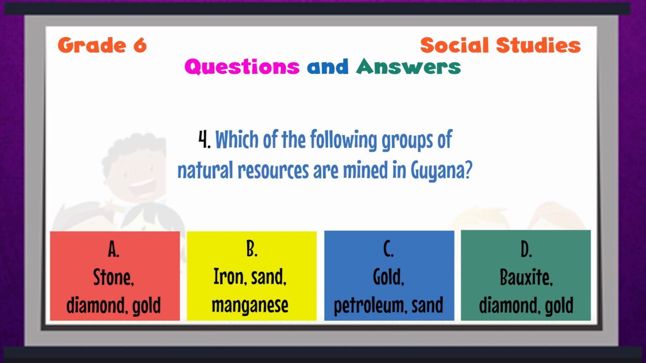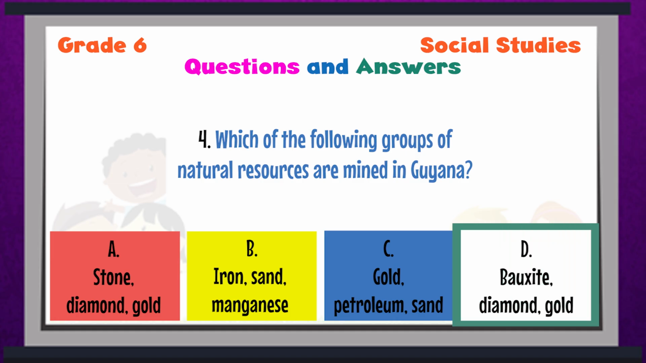Or D, bauxite, diamond, gold. The answer to question 4 is D. Bauxite, diamond, and gold are natural resources that are mined in Guyana. Of course, boys and girls, the others are natural resources, not iron, of course, but they are not all mined. Mining involves the use of machinery to get the mineral or the resource from under the soil. So bauxite, diamond, and gold are those natural resources that are mined in Guyana.